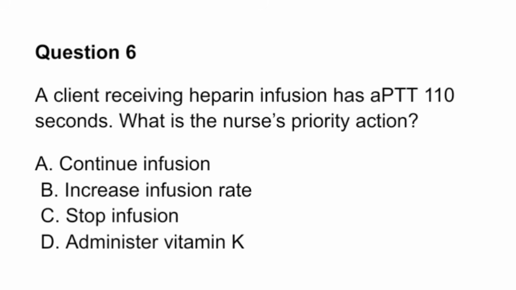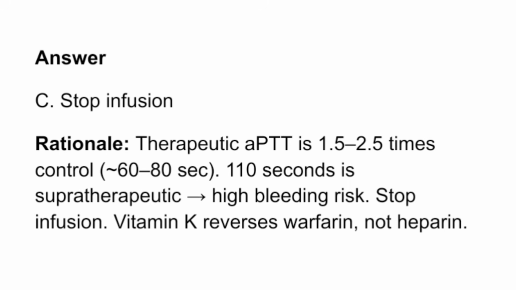Question 6. A client receiving heparin infusion has APTT 110 seconds. What is the nurse's priority action? A. Continue infusion. B. Increase infusion rate. C. Stop infusion. D. Administer vitamin K. The answer is C. Stop infusion. The rationale is therapeutic APTT is 1.5 to 2.5 times control, about 60 to 80 seconds. 110 seconds is supratherapeutic, high bleeding risk. Stop infusion. Vitamin K reverses warfarin, not heparin.